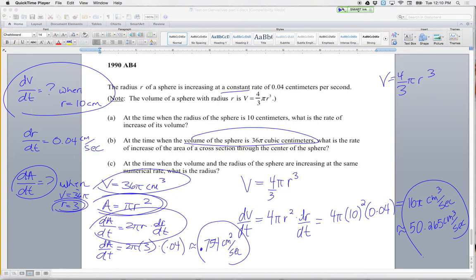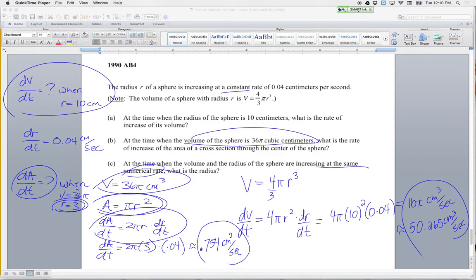And here's the hump, or the mountain, or the obstacle, or whatever you want to call it. At what time are the volume and the radius of the sphere increasing at the same numerical rate? So I want to figure out when the rate of change for volume and the rate of change for radius are equal. It seems like a big obstacle, but it's really not, because here's all you're after.